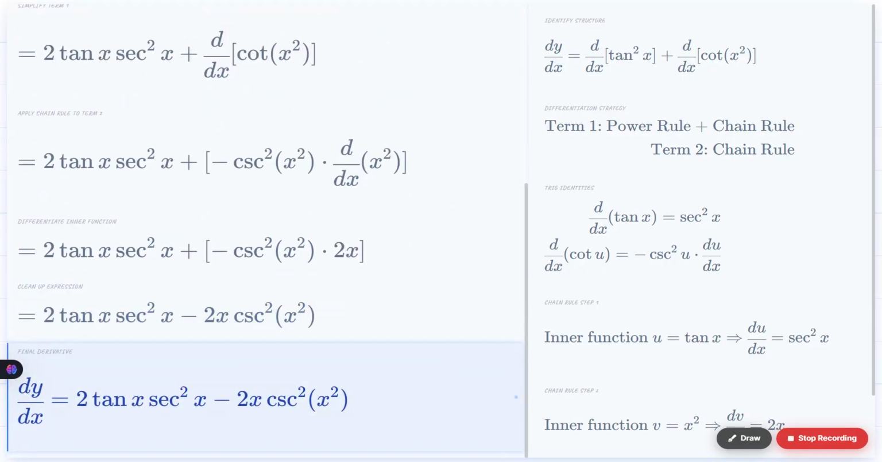The final answer is dy divided by dx equals 2 tan x times sec squared x minus 2x times csc squared of x squared. We do this to state our final result. This is the completed math work.